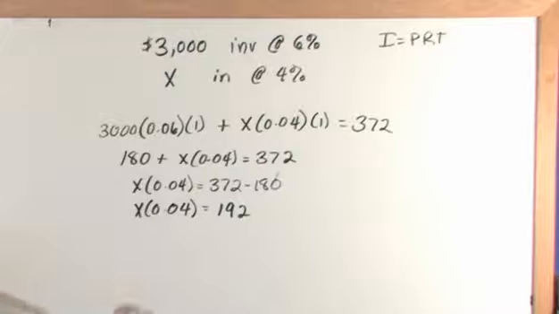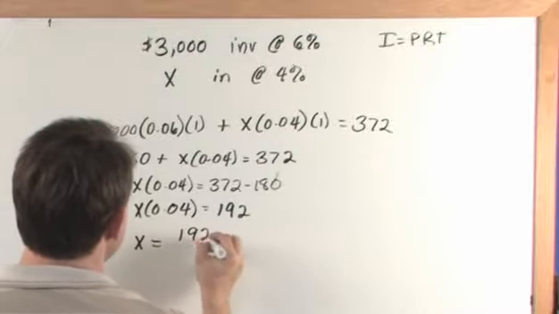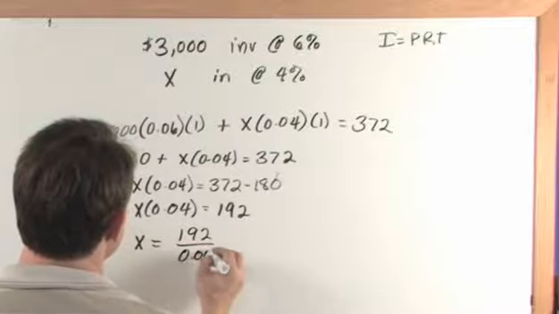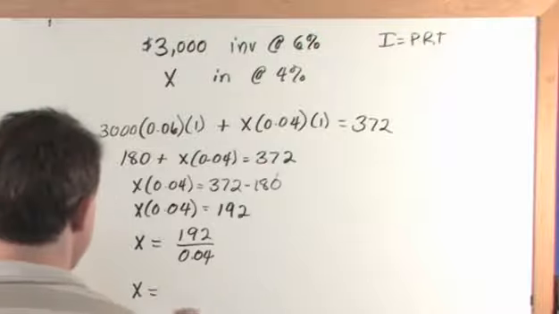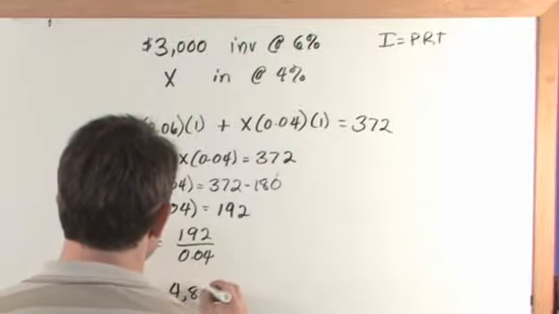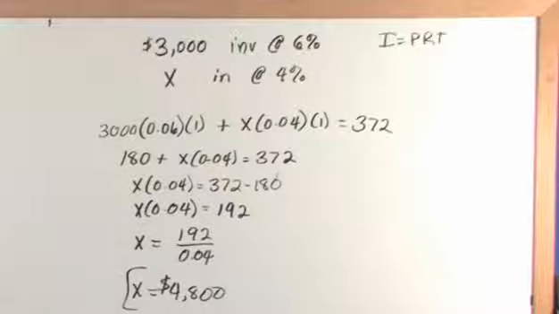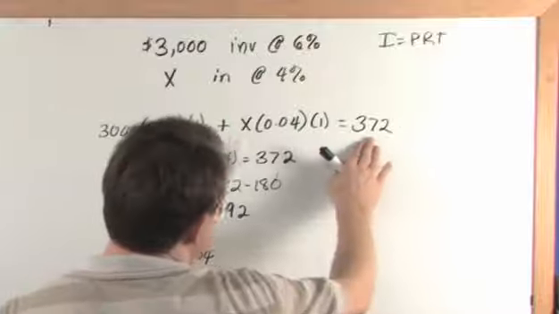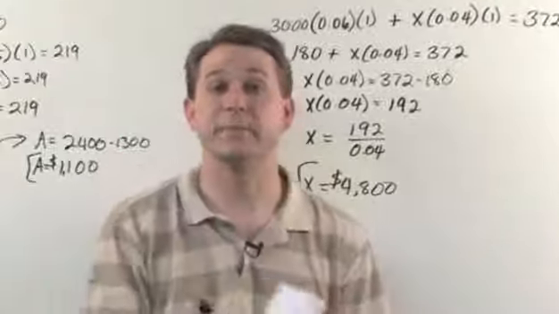Okay, in your calculator. And then to find X, you just divide both sides by 0.04. 192 divided by 0.04 is $4,800. That's how much money you'd have to invest at 4% to make your goal happen, which is to make $372. So again, these problems are simple interest formulas.